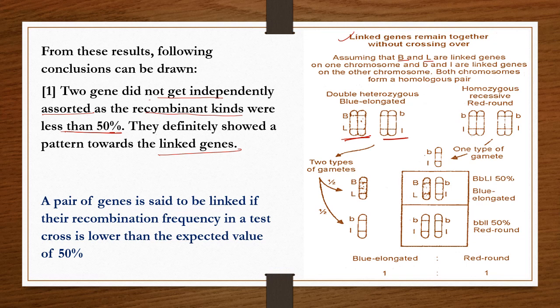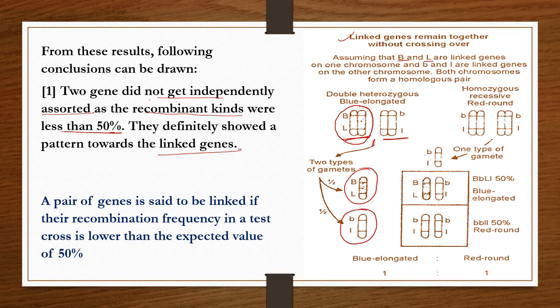Now these chromosomes can give two types of gametes. When the gametes form, capital B and capital L will go into one gamete, BL, and small b, small l will go into the other gamete.